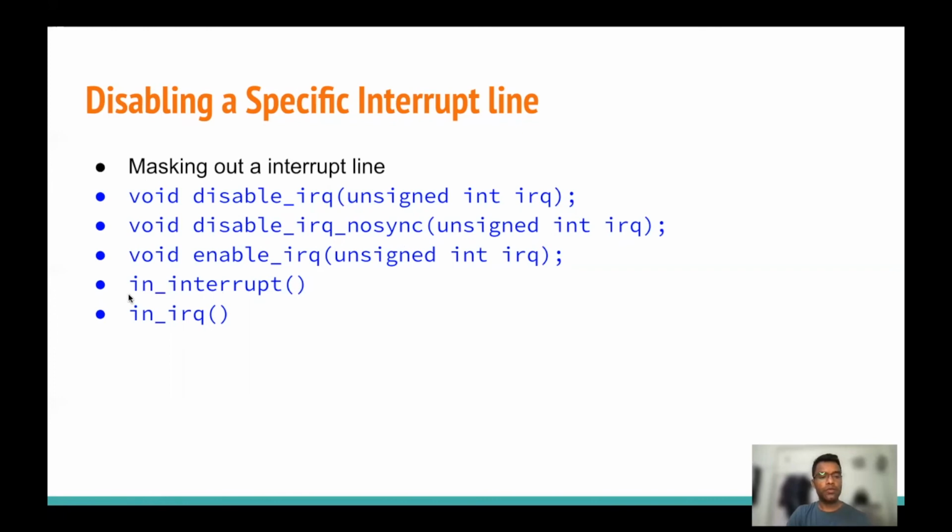If we want to know whether our kernel is in the interrupt context or in the process context, then we can run this function. If it returns a non-zero value, that means it is in the interrupt context. And similarly, if we want to know which interrupt it is running, then we can run this function and it will return the interrupt number, which interrupt it is currently running.